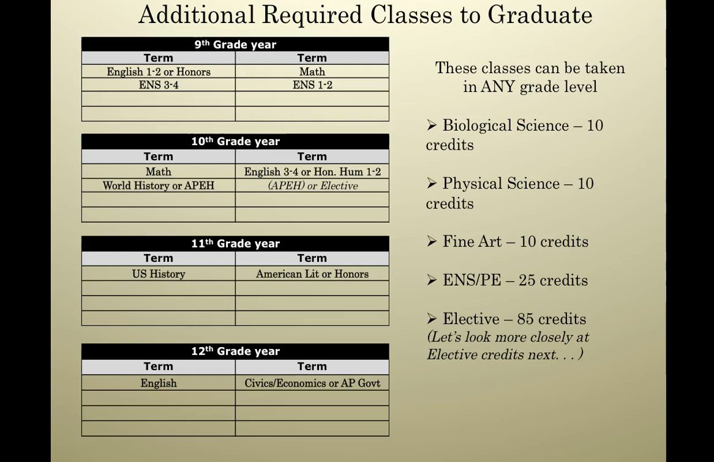as you see fit. At this point, we will review any additional required classes to graduate. The classes that are left over, those that have yet to be filled in the gray boxes, can be taken in any grade level. For this student, they chose to take their biological science in 9th grade, their physical science and a fine art in 10th grade, and a PE credit in 12th grade.